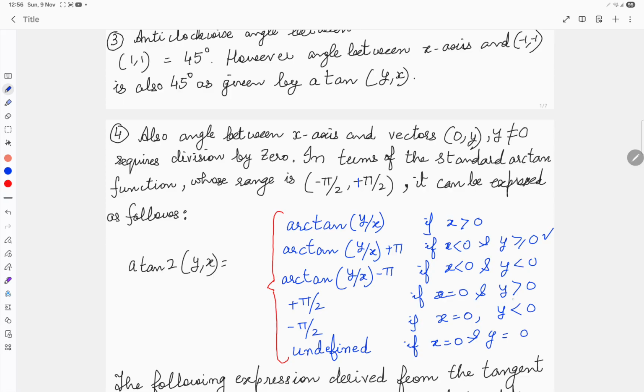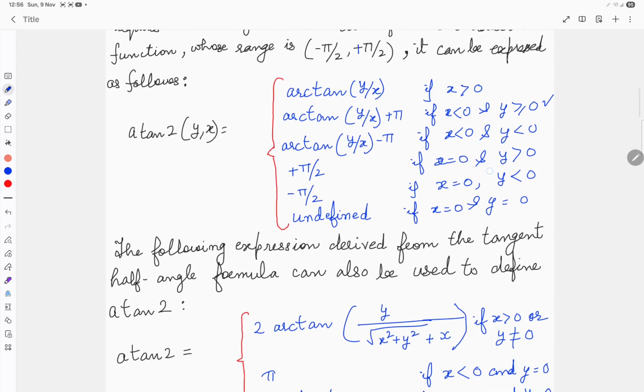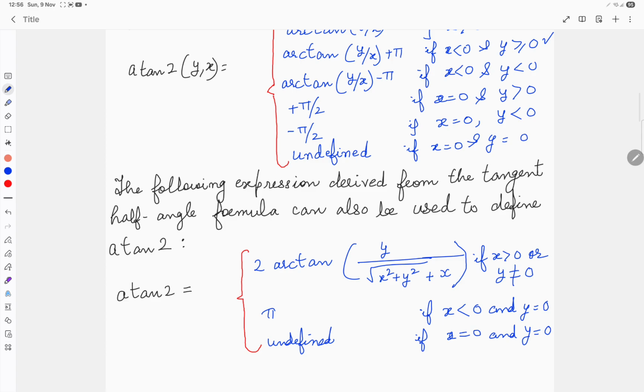And when x is 0 and y is greater than 0, it will be equal to plus pi by 2. And when x is 0 and y is less than 0, it is minus pi by 2. For x and y both equal to 0, it is an undefined function. That's how the arctan2 function will give me the values of theta using these different options depending on the signs of x and y. Now, the same arctan2 function can also be expressed in this form. Let me explain how we reach this variant of the arctan2 function.